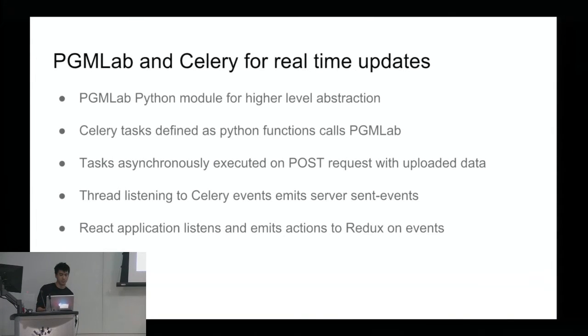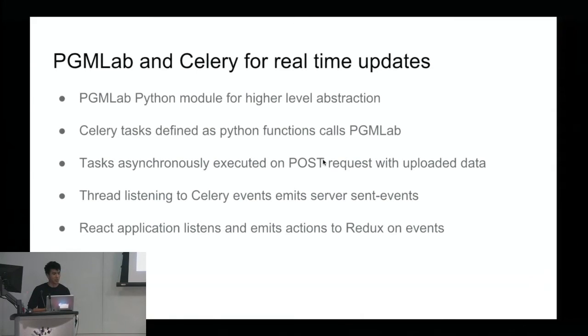For the actual progress updates, we have a thread that listens to Celery events and then emits these server-sent events that I was just talking about. The React application listens and emits actions to Redux. When it captures these events, it emits an action that is sent to the reducer, then to the Redux store, which changes the app state. So in this example, it receives an update of a task, and it'll update that task data in the Redux store.